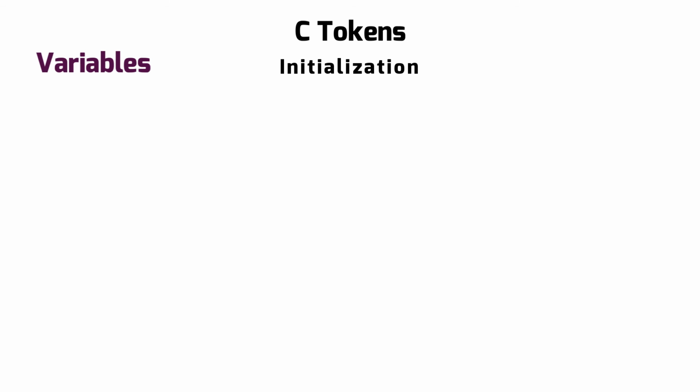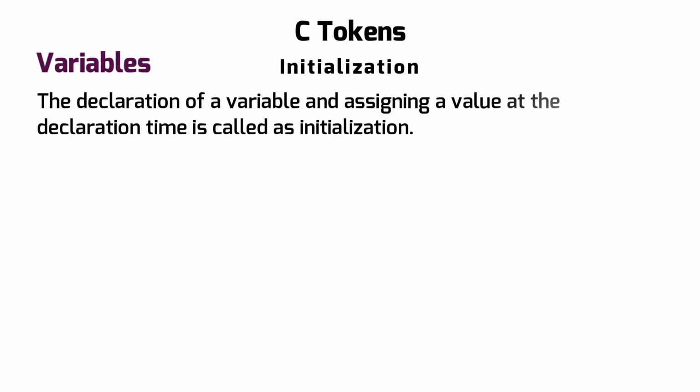Now we'll understand initialization of a variable. The declaration of a variable and assigning a value at the declaration time is called initialization. Later, the assigned value can be changed. Example, int a = 18, int num = 55, etc. So this is what initialization is.